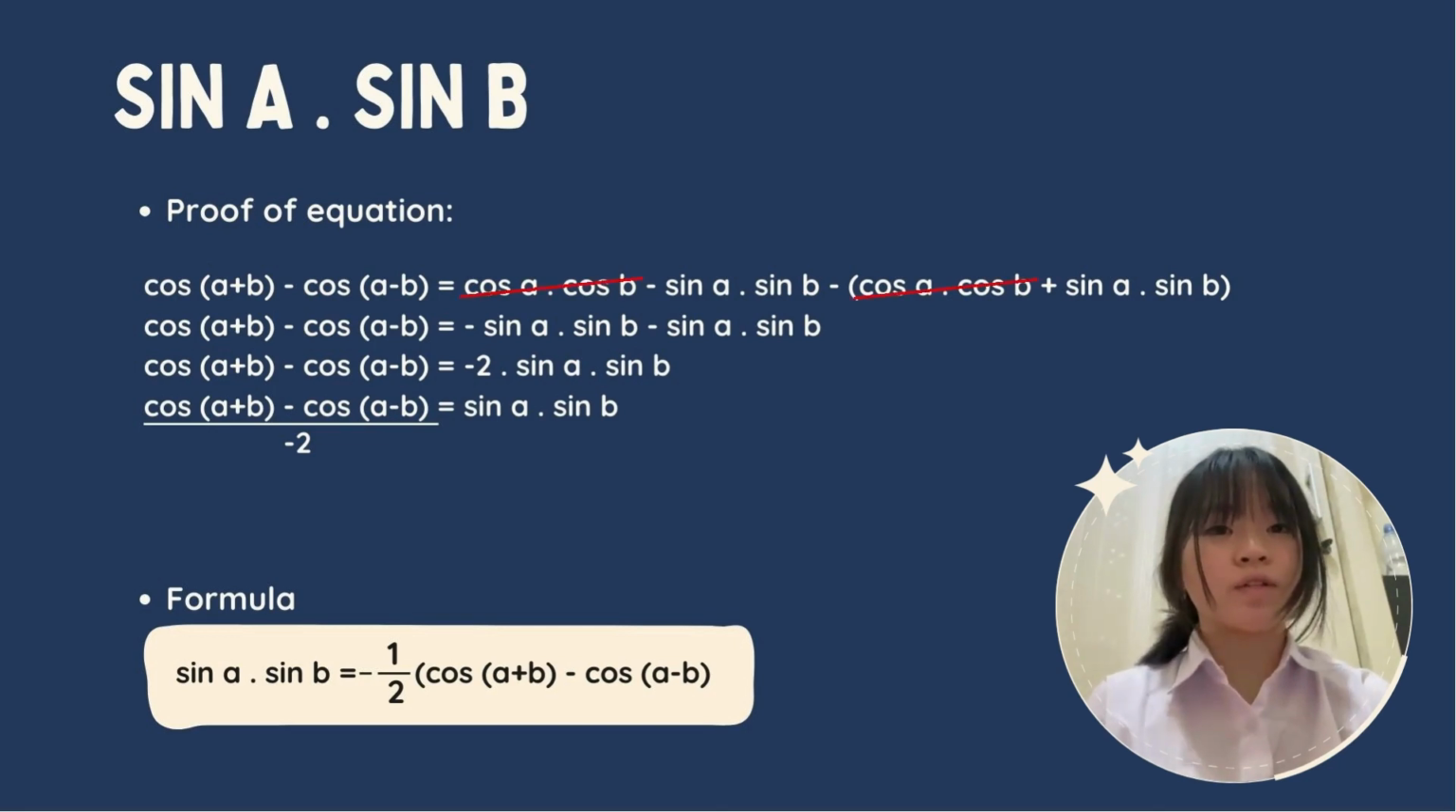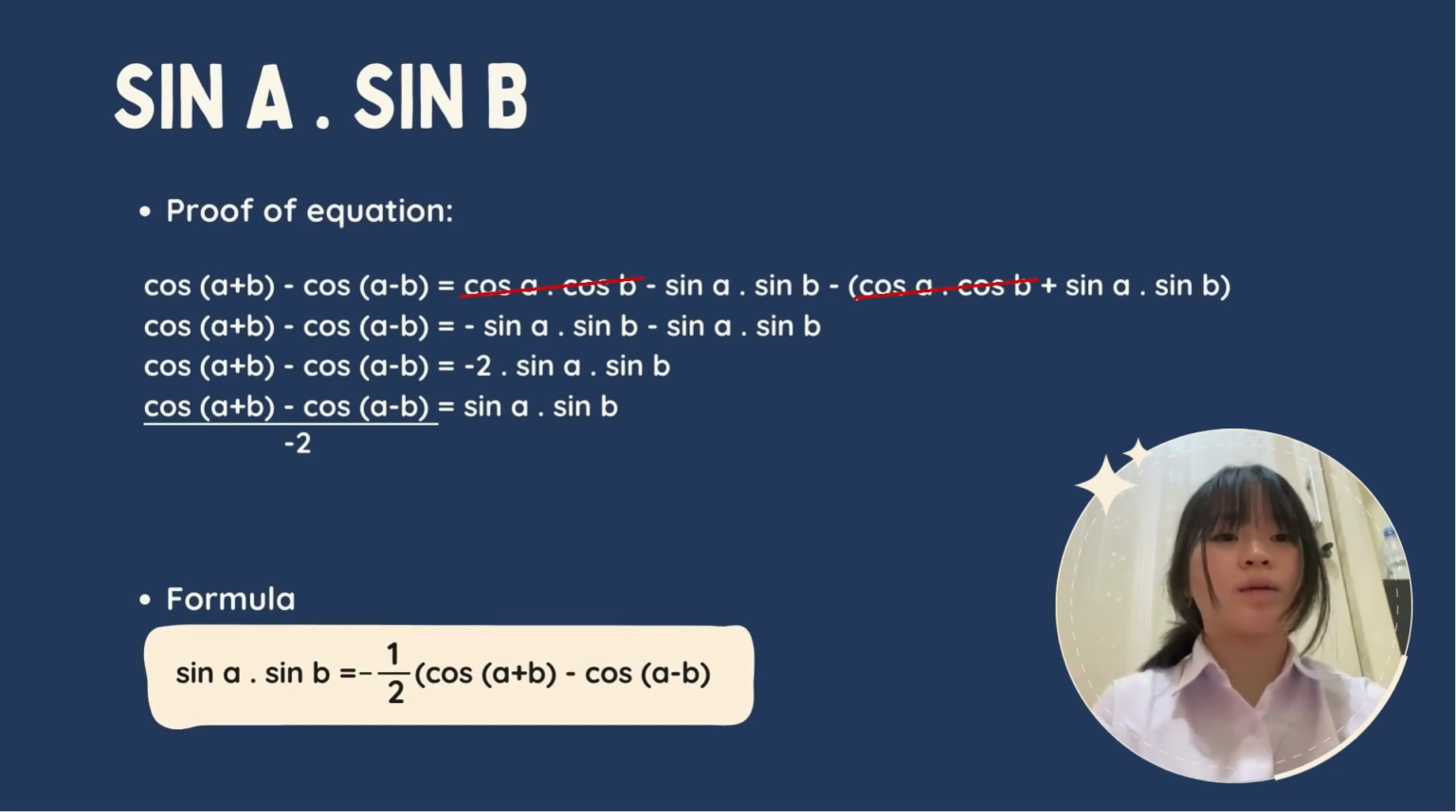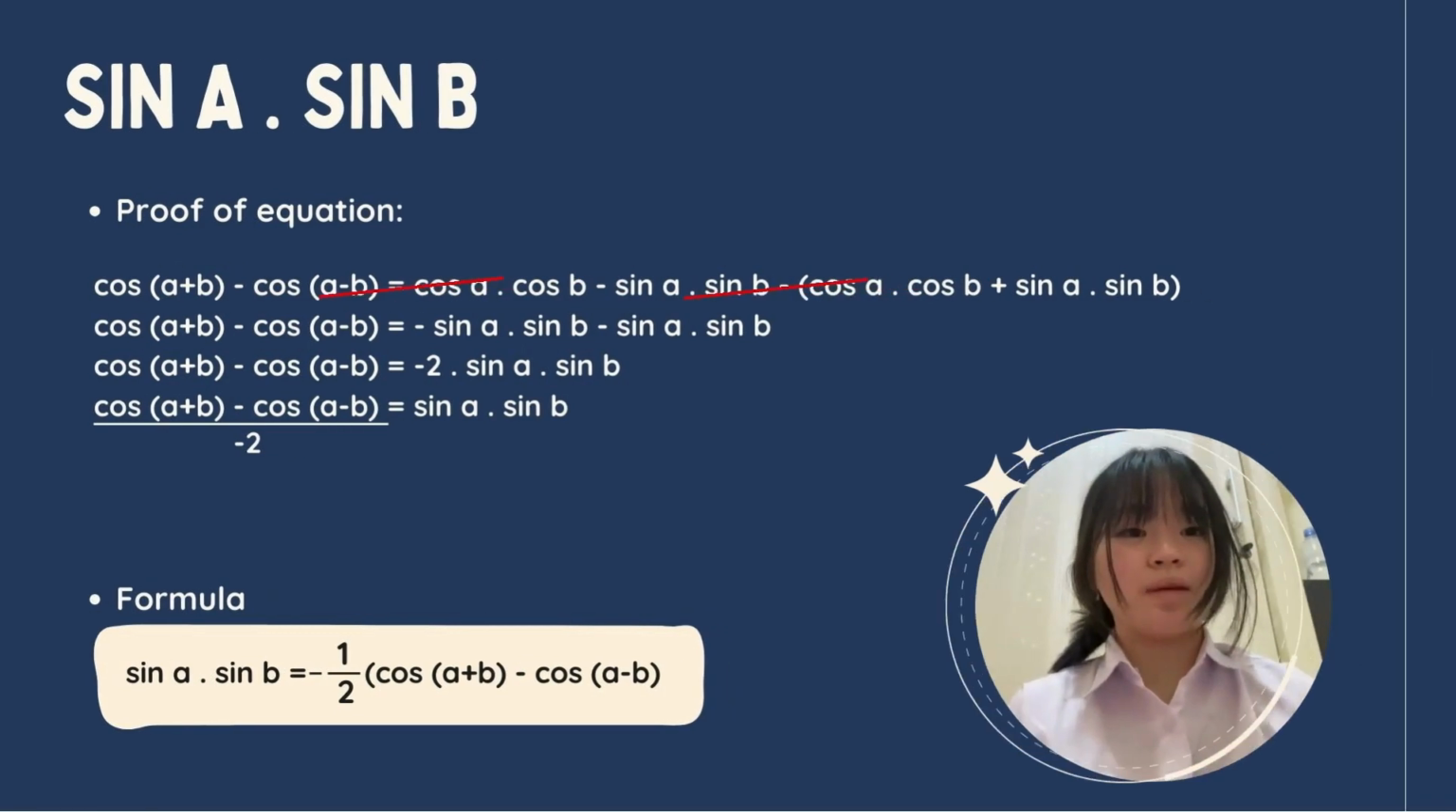After that, don't forget to cross out cos A times cos B, and then you get the result minus sin A times sin B minus sin A times sin B. It's actually the same as minus 2 times sin A times sin B. Because we are going to find sin A sin B, we need to remove the minus 2. By moving the minus 2, it becomes cos(A + B) minus cos(A - B) over minus 2. So this was the formula for sin A times sin B.